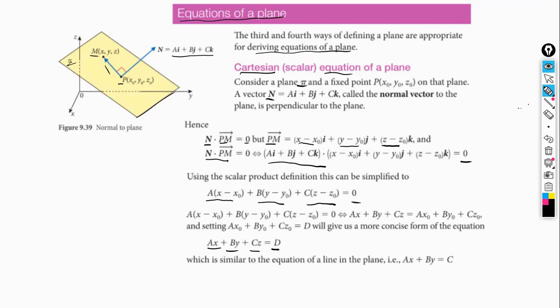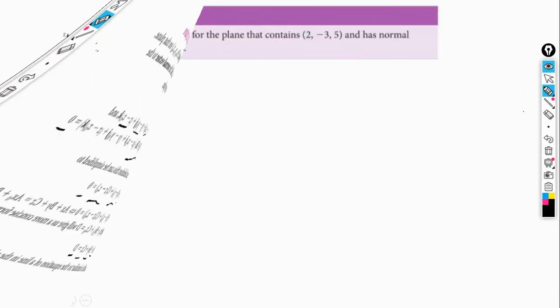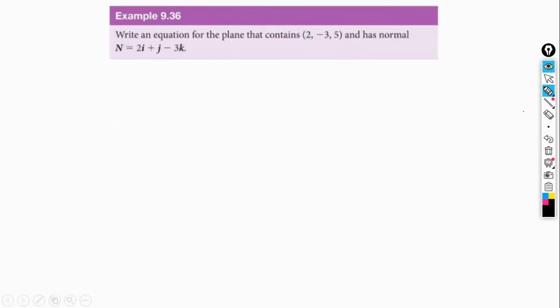And notice that this equation is very similar to the equation of a line in the plane, right? For example, ax plus by equals c. So next we have example 9.36, and it says, write an equation for the plane that contains the point 2, negative 3, 5, and has a normal n equals 2i plus j minus 3k.